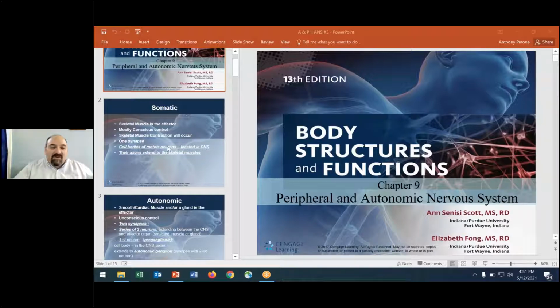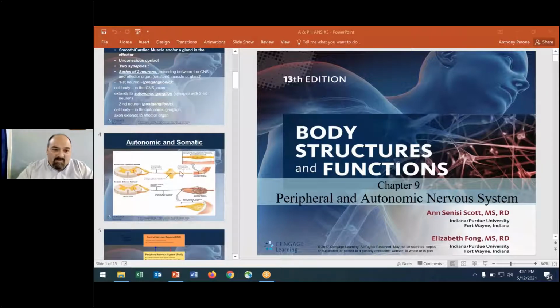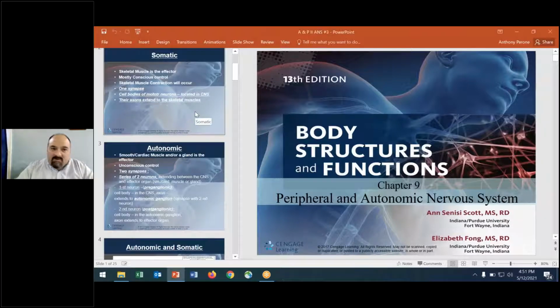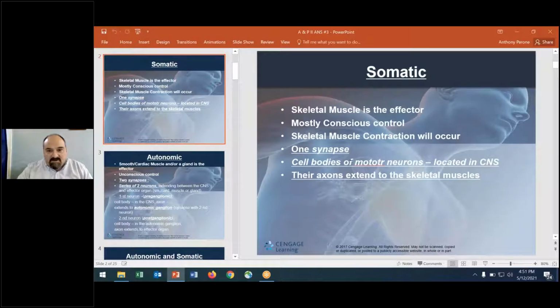So somatic and autonomic, right? And what do they both represent, folks? This is really important as far as the autonomic nervous system is concerned. We know somatic, and we covered that first semester of A&P when looking at contraction of skeletal muscle.